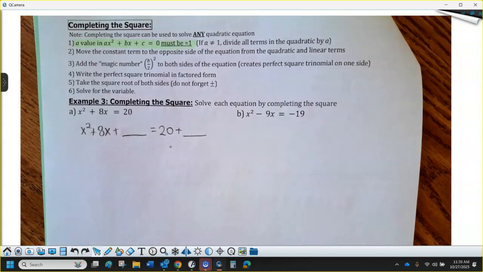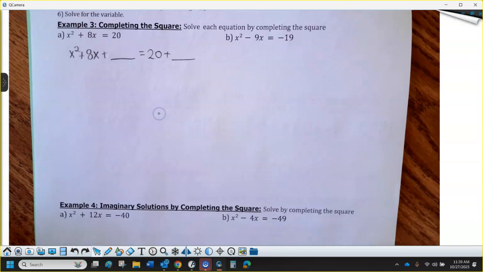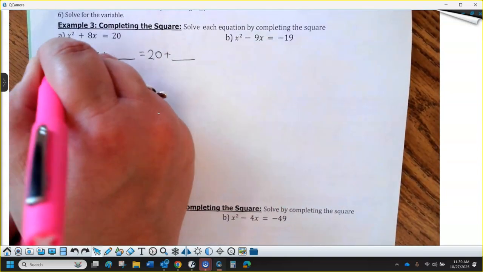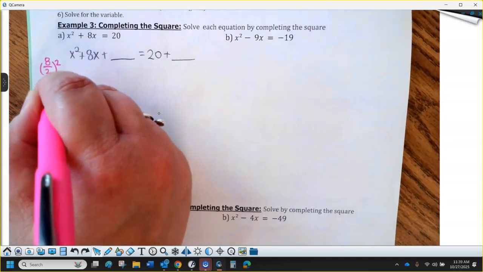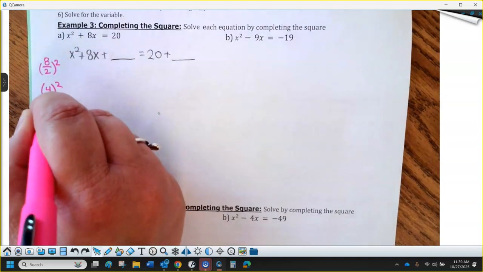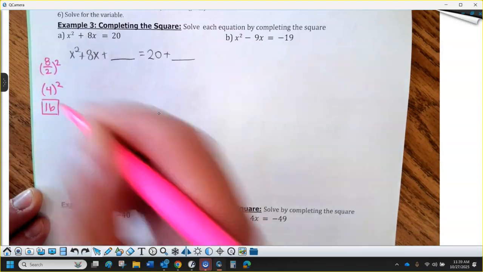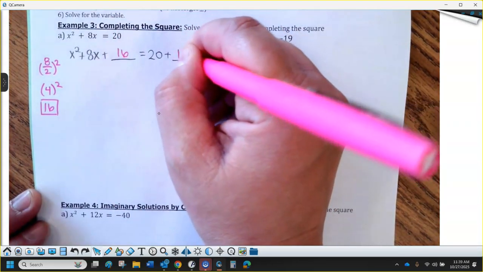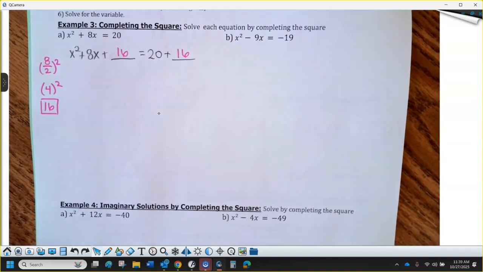Okay, now this is that same little b value, right? B value here is 8 divided by 2 squared. So this is going to be 4 squared, and that's going to be 16. Now that's the number I'm going to add. On the left side, it's going to give me a perfect square trinomial. On the right side, I got to do that just to keep my equation balanced. So I decided to add 16. I got to do that to both sides.